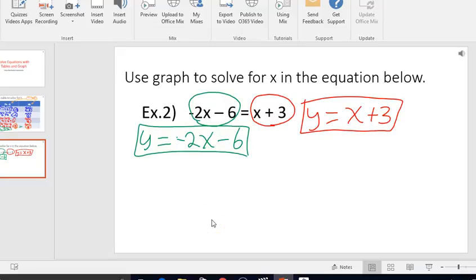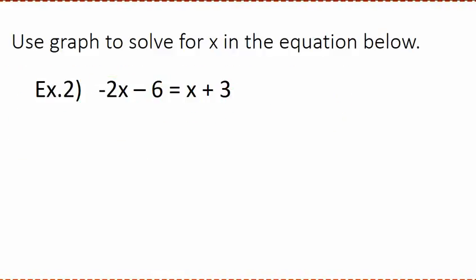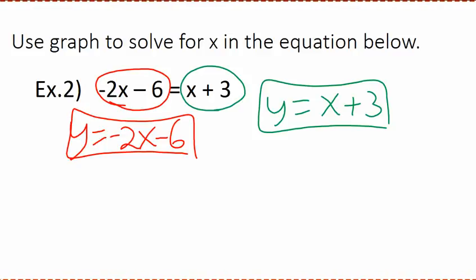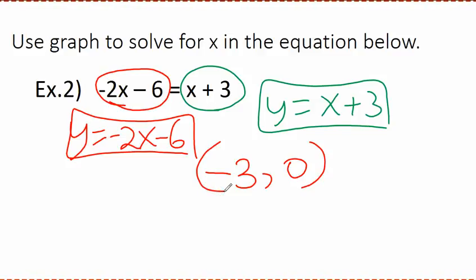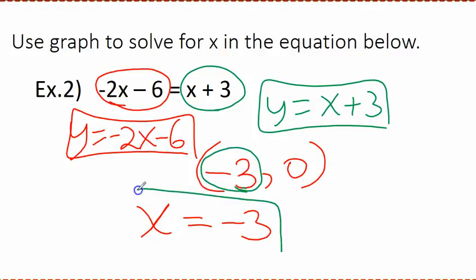We found out that these two equations meet at negative 3, 0. And so x is equal to negative 3, because the x coordinate there is negative 3. That is our solution.